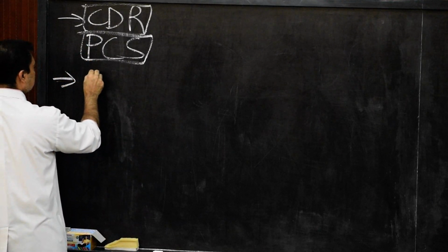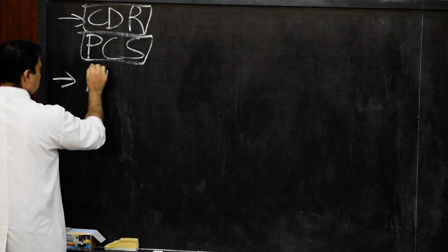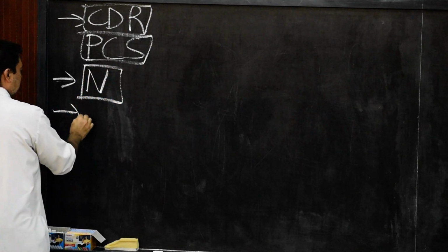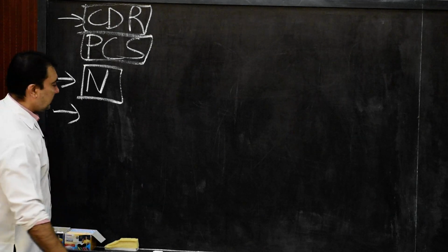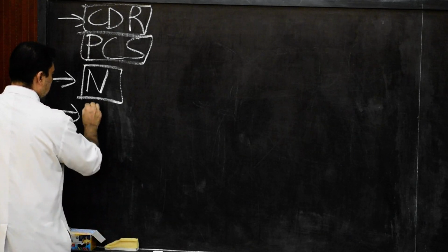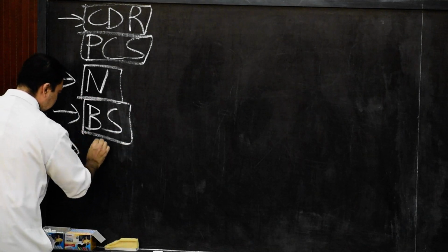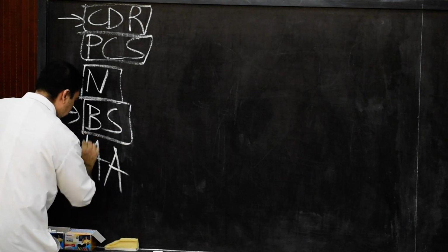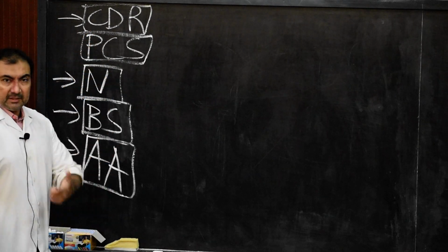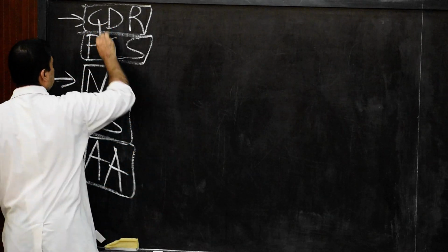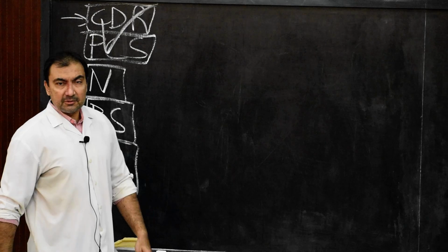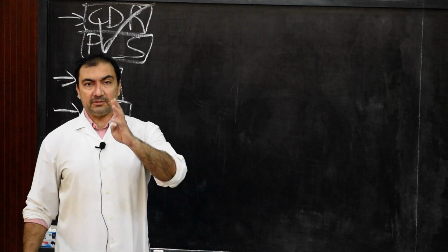Then we are going to discuss the nerve supply, the entire nerve supply of the pleura, and then we are going to discuss the blood supply of the pleura, and in the last we are going to discuss the applied anatomy of the pleura. So gradually each and every point we are going to discuss. So first we are going to discuss the costodiaphragmatic recess or phrenico-costal sinus.